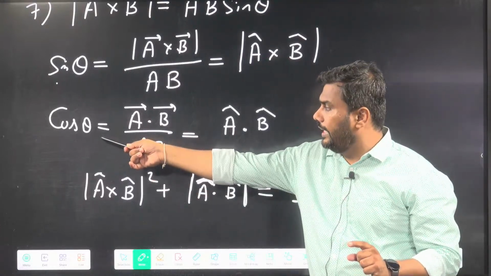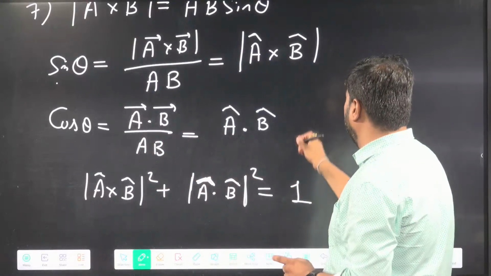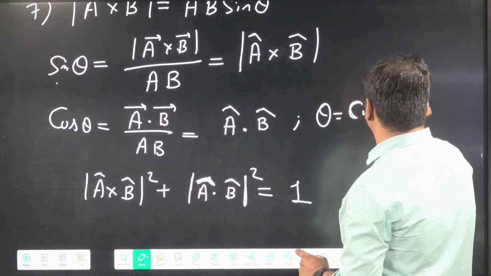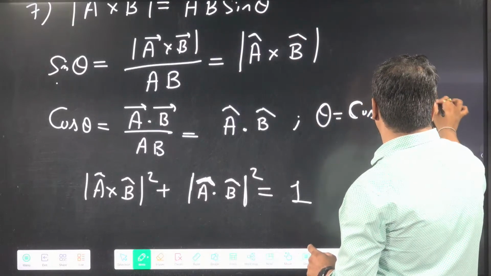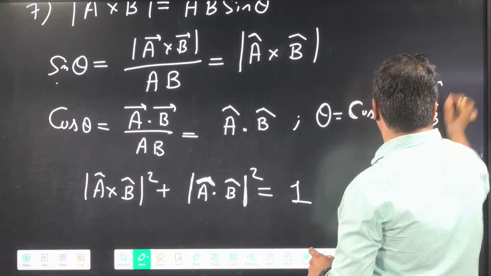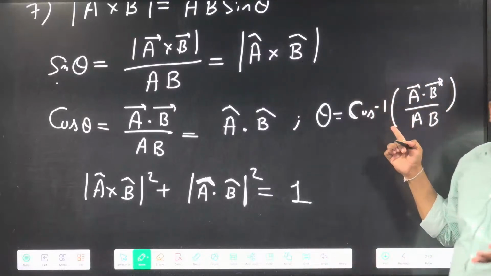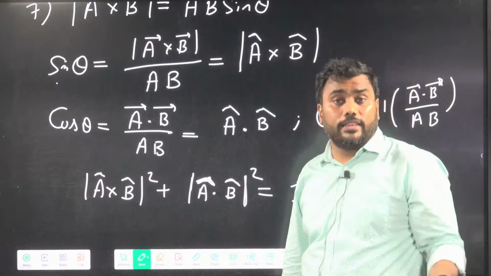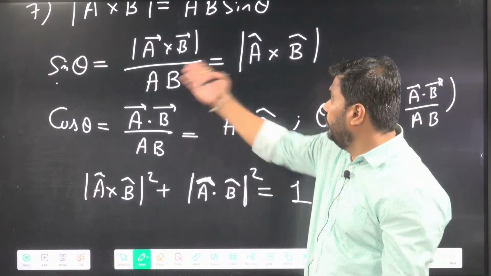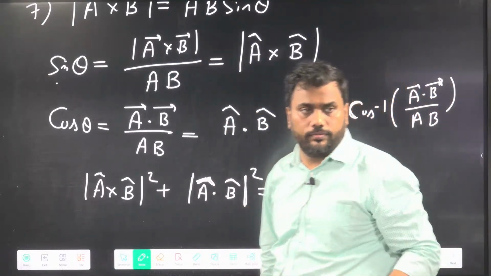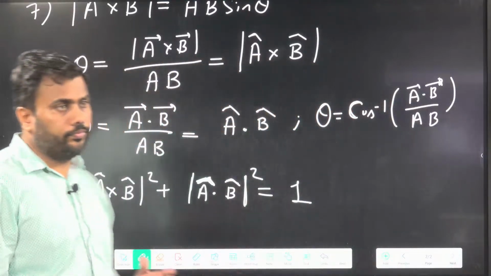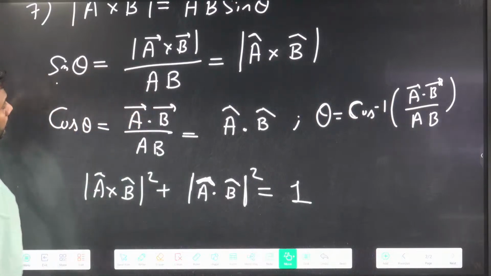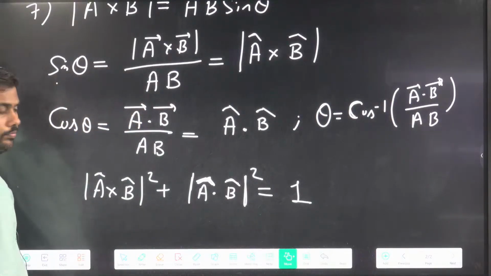If you want to find theta, then that can be written as cos inverse of A dot B upon AB. The dot product is easier to do, so we will prefer this method to find the angle. But if someone insists on doing the cross product, then you can find sine theta using the cross product. This is the 7th property.